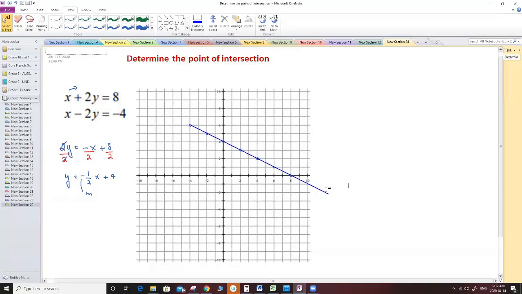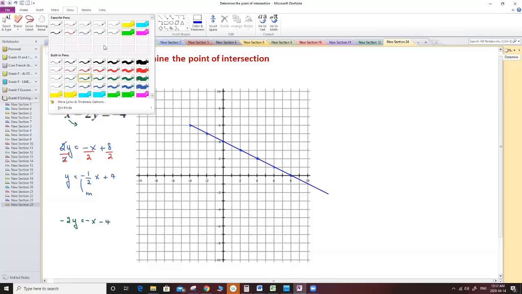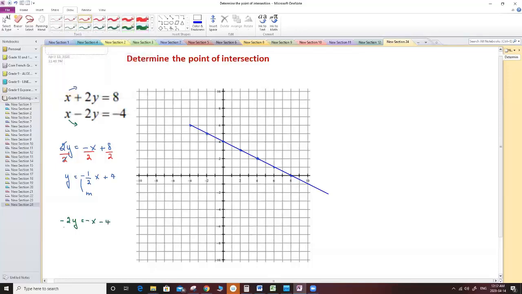So this is the first line. The second line, I'm going to do it in green, for example. Again, I have negative 2y, and I'm going to ask the x to go to the other side. So it's going to be negative 2y equals negative x minus 4. Again, I need to isolate the y, therefore I need to divide by negative 2. Whatever I'm doing on the left side, I have to do on the right side too.